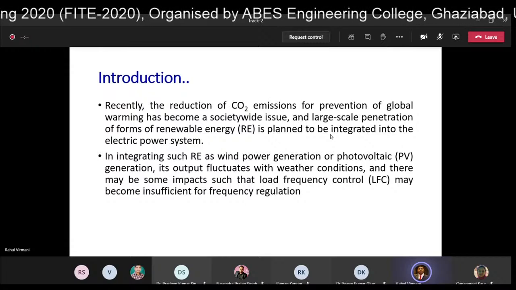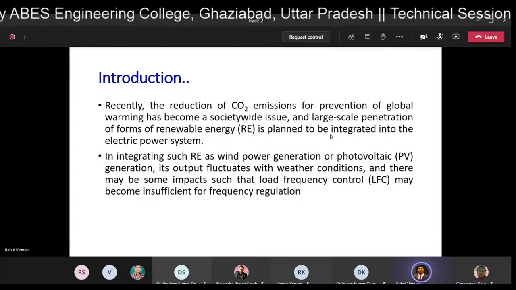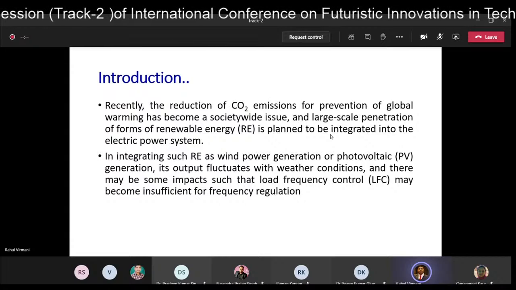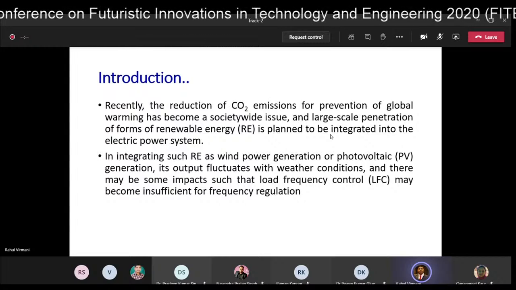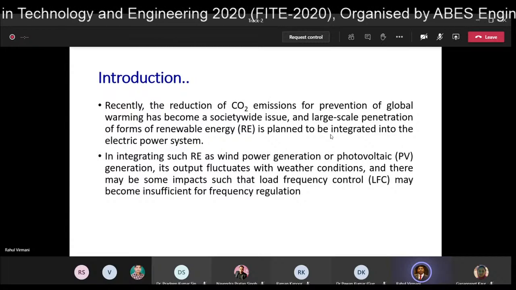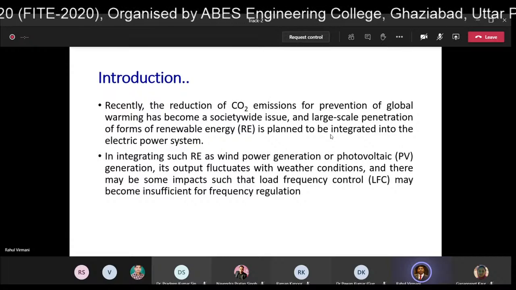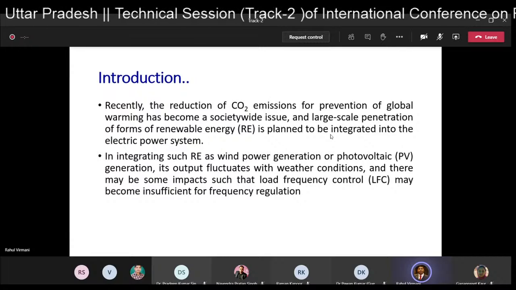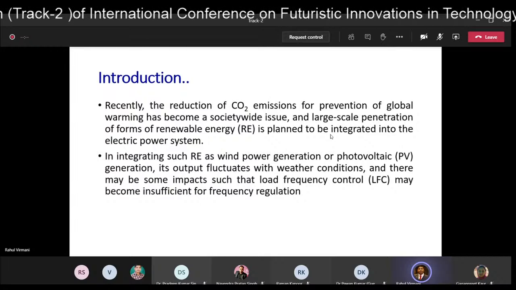And earlier automatic generation control theory, which is commonly known as AGC, has not been similarly efficient for these renewably penetrated power systems, or in this case, I will be dealing with a small isolated power system.